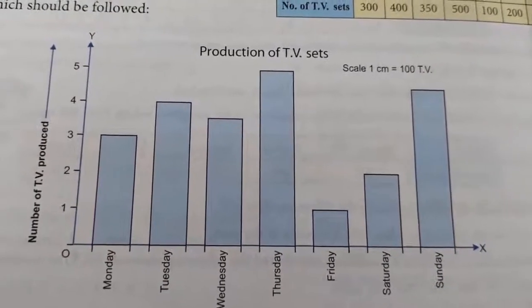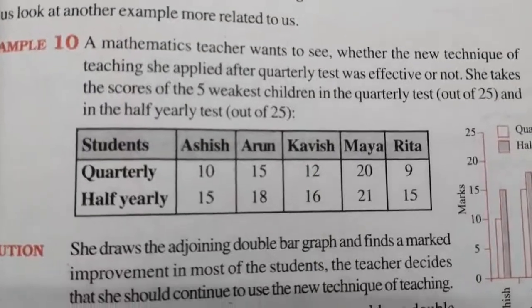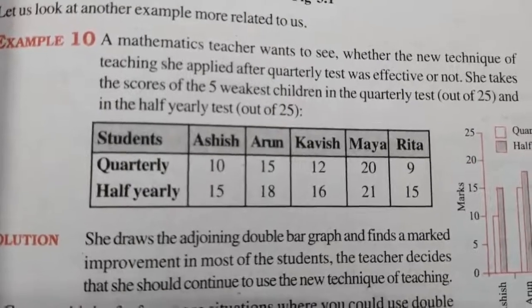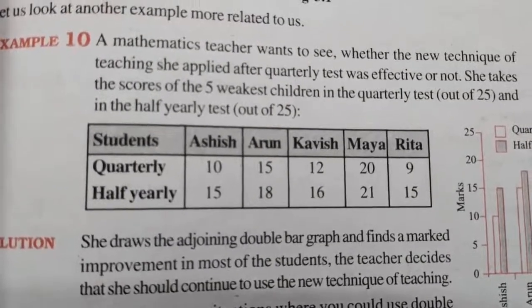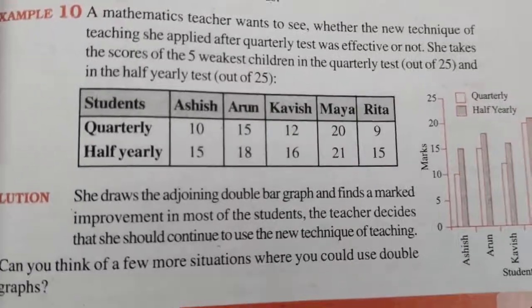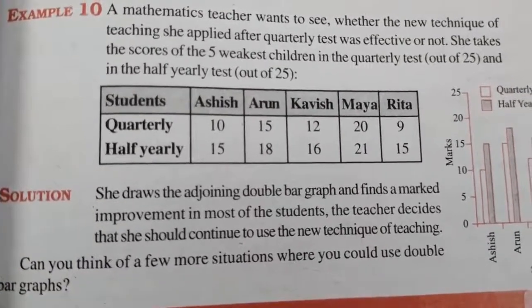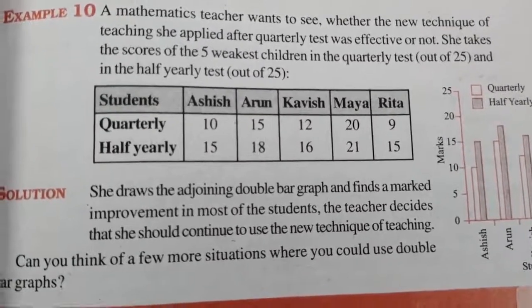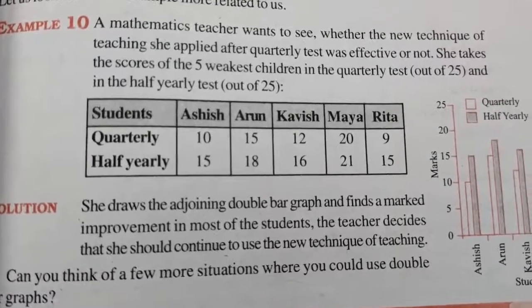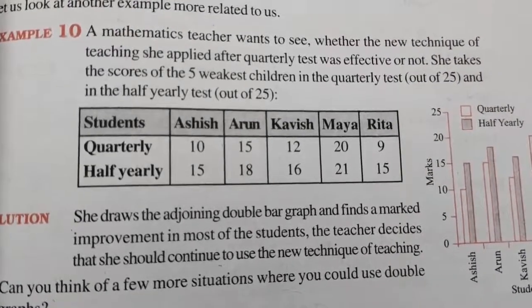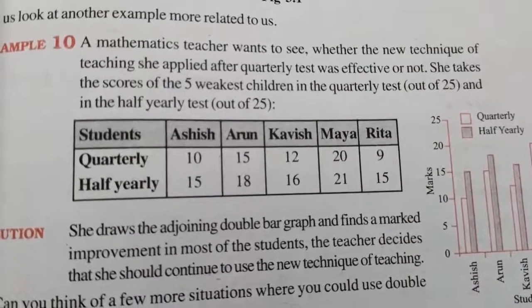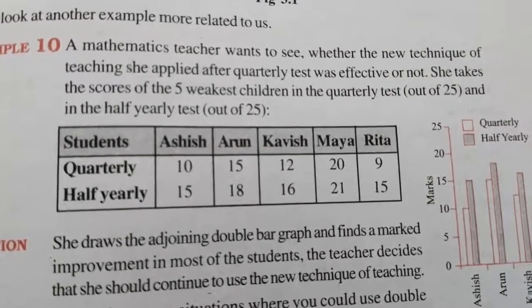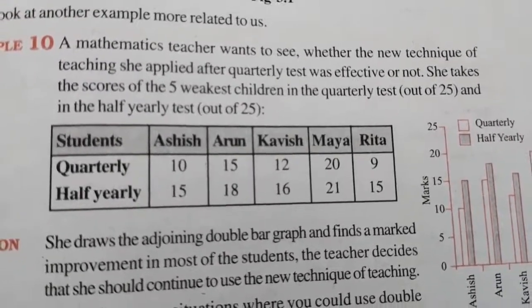Let us see a double bar graph, which is a better way of comparison of the same person or different factories. For comparison purposes, we use a double bar graph. A mathematics teacher wants to see whether the new technique of teaching she applied after the quarterly test was effective or not. She takes the scores of 5 weaker children in the quarterly test out of 25 and in the half yearly test out of 25.